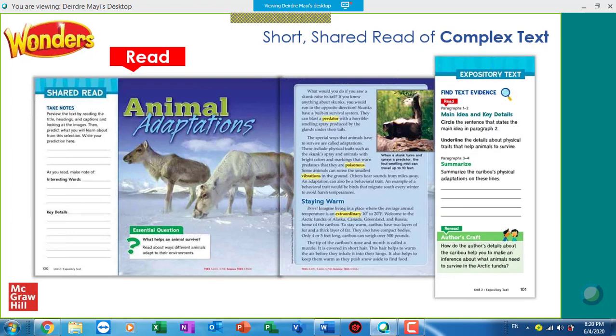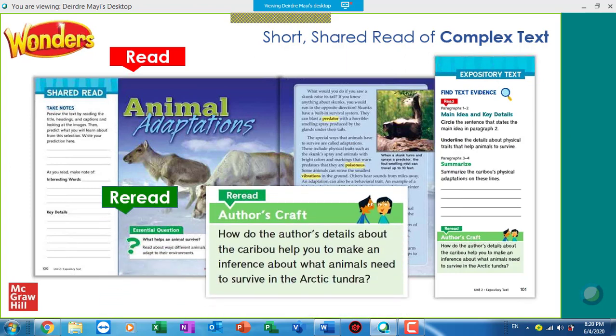As students read, we want them to circle and underline what's important. In this case, the students are asked to circle the sentence that states the main idea in paragraph 2. Underline details about physical traits that help animals survive. But you will notice a bit of a change. Once students go into the reread portion of the close reading lesson, they'll start to explore author's craft. In this instance, students are asked, how do the author's details about the caribou help you make an inference about what animals need to survive in the Arctic tundra?